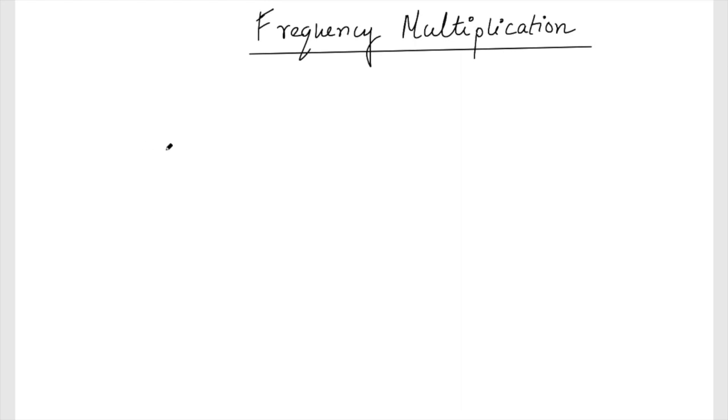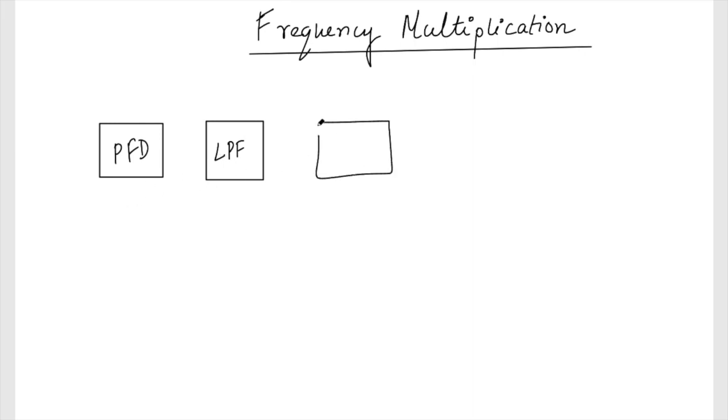So till now what we have seen, whether it may be a type 1 or type 2 PLL, we have the phase detector, we have the phase frequency detector, we have the low pass filter, or I should say the charge pump, so better call it CP or LPF, and we have the VCO. This is the whole block diagram.